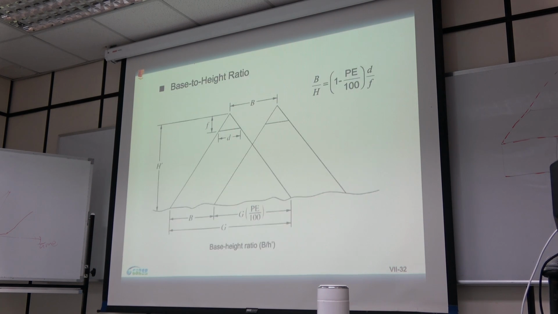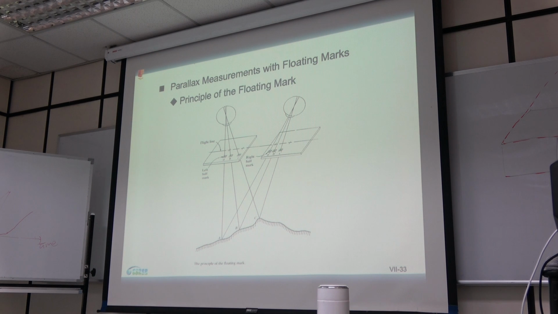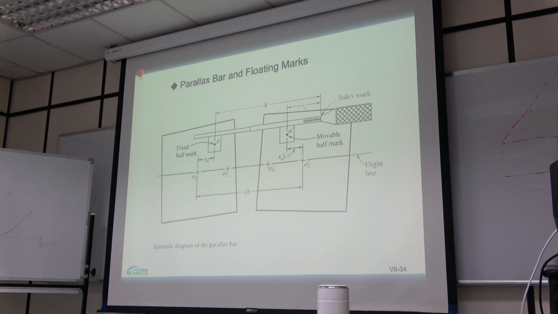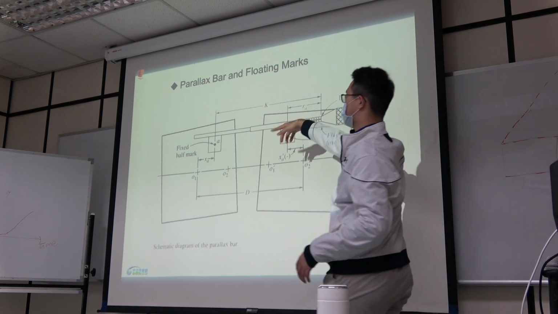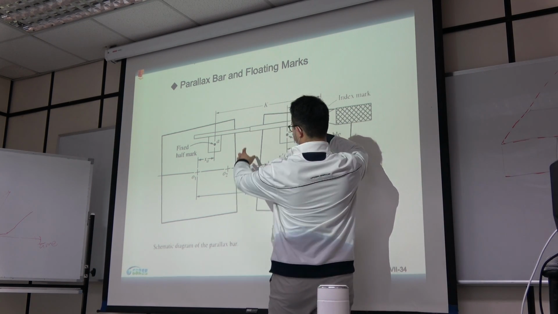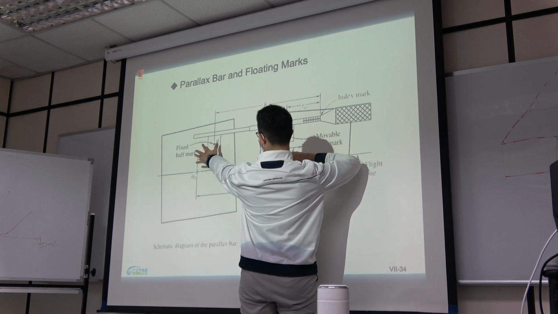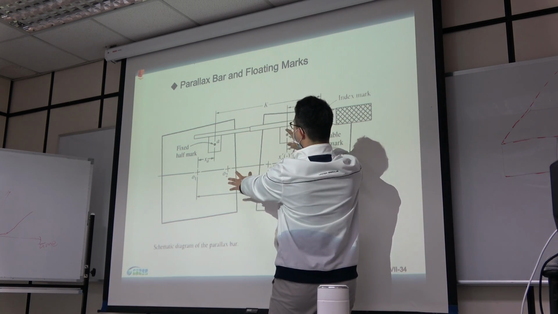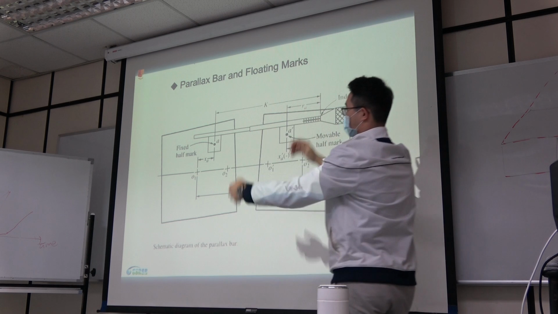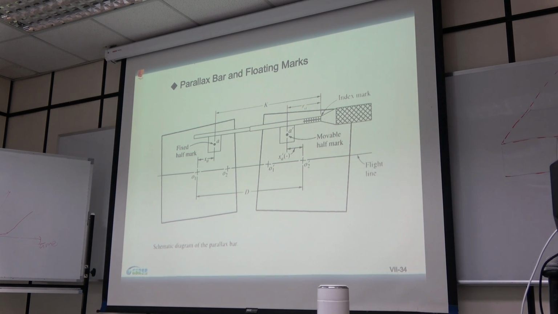But this is important, base to height ratio. We talked about this for quite a while, so I'm not going to repeat that, but remember that. This is for the old time as well. You can use something called a parallax bar and also floating marks to fix. This is the parallax bar, and this one is fixed, and this one is movable, to measure their parallax and to do some calculation.